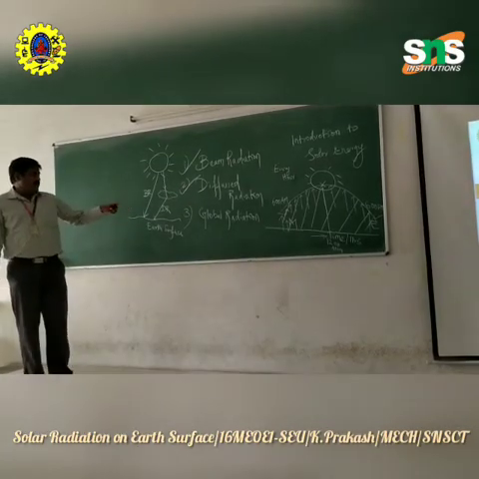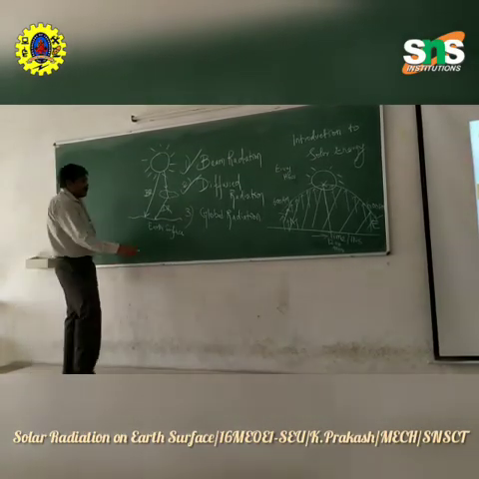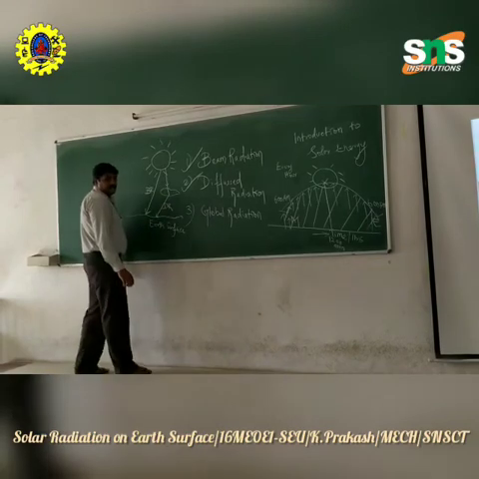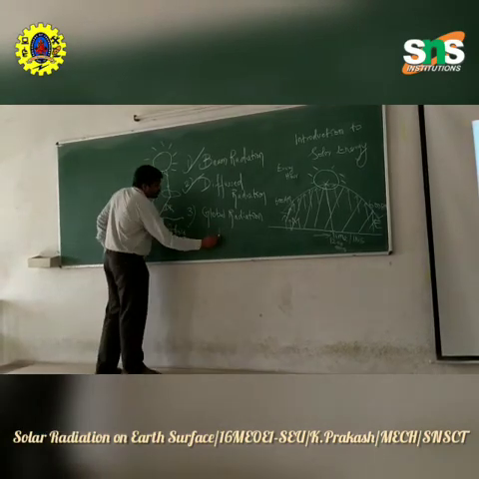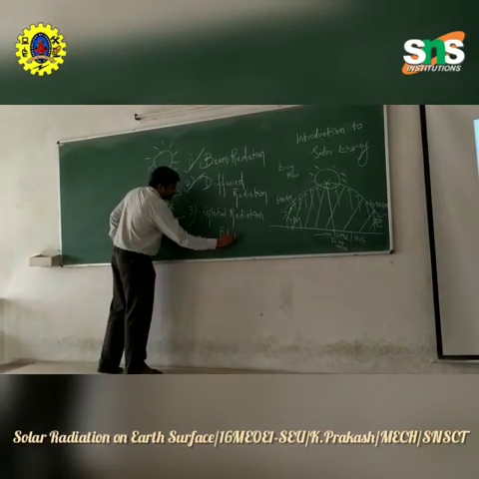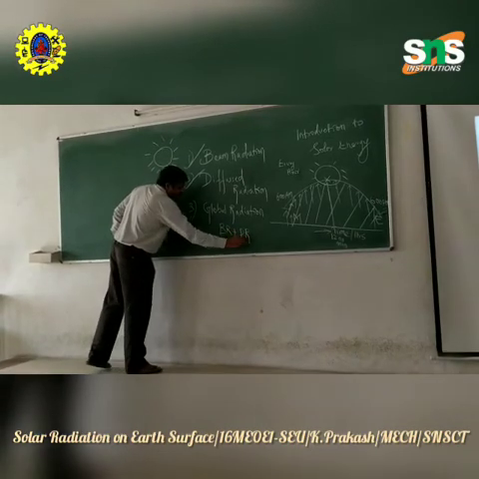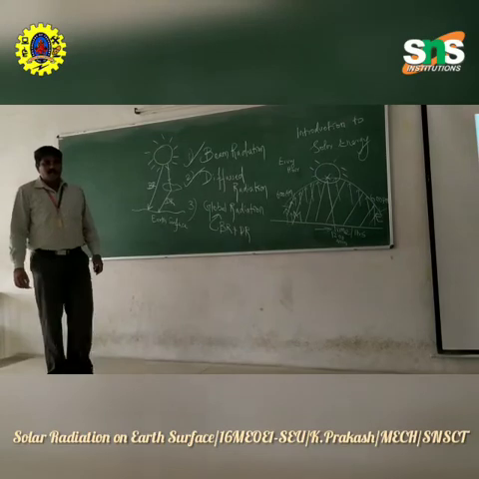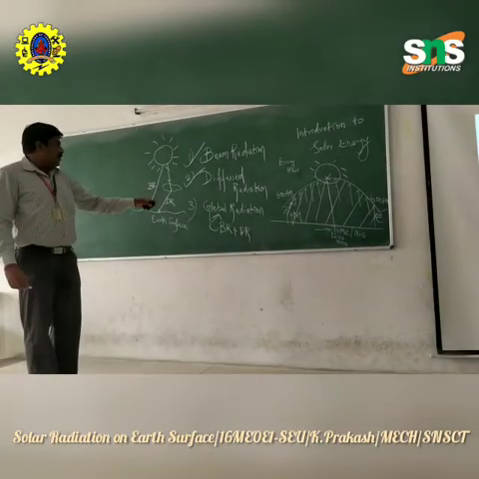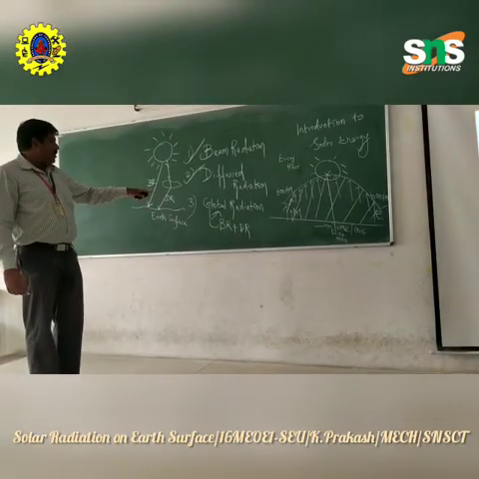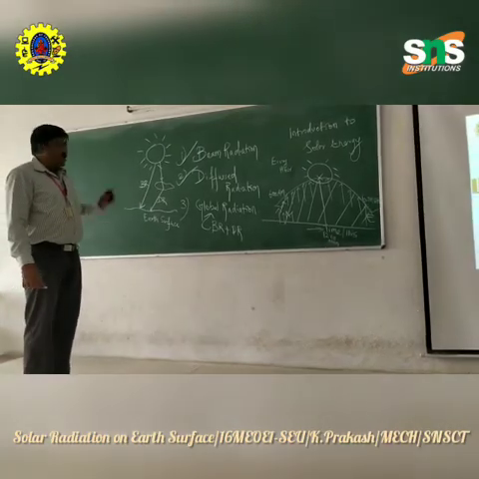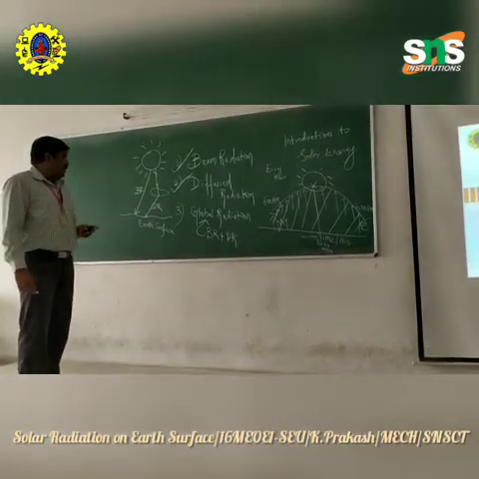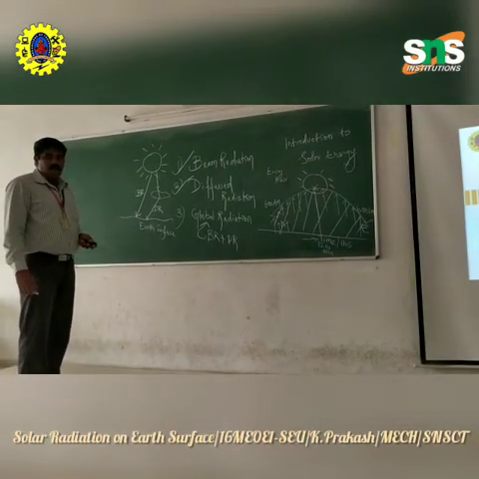Now coming to the next. What is meant by global radiation? The combination of beam radiation plus diffused radiation gives the global radiation. So these are the three types of radiation available on the earth surface: beam radiation, diffused radiation and global radiation.